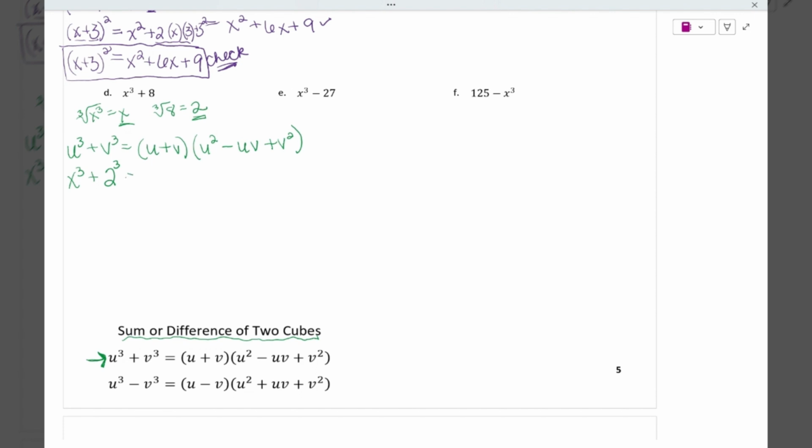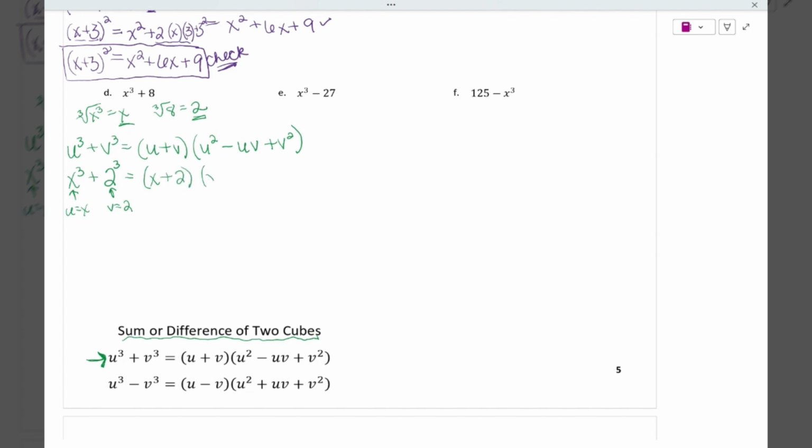So to help me out, really, wherever you see a u, you plug in the x. U is x. And wherever you see a v in the formula, you plug in a 2. So that's how this works. So it really helps just to know the formula. So u plus v is going to become x plus 2, cube roots.